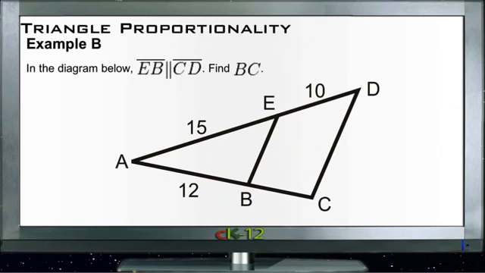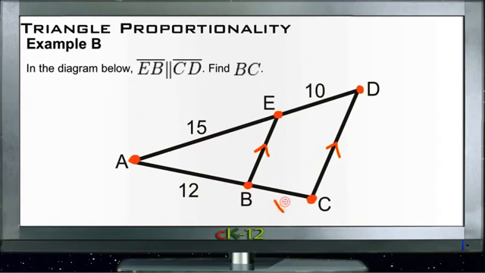Now let's take a look at example B. Example B says, in the diagram below, EB is parallel to CD. So we have this line here is parallel to this line here. And we need to find BC. Well, if these two lines are parallel, then the ratio of, in this case, ED compared to EA, would be the same as the ratio of BA compared to CB.